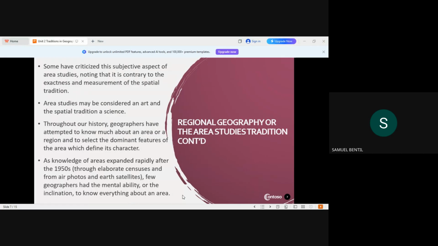But throughout our history, geographers have attempted to know much about an area or a region and to select the dominant features that exist among these areas that make them quite different from other areas. So right after the 1950s, there have been a number of studies to try to unearth these regional characteristics, where there has been a lot of use of sensors, air photography and earth satellites to be able to capture this spatial information to understand the characteristics within areas vis-a-vis other areas and other people within a region.